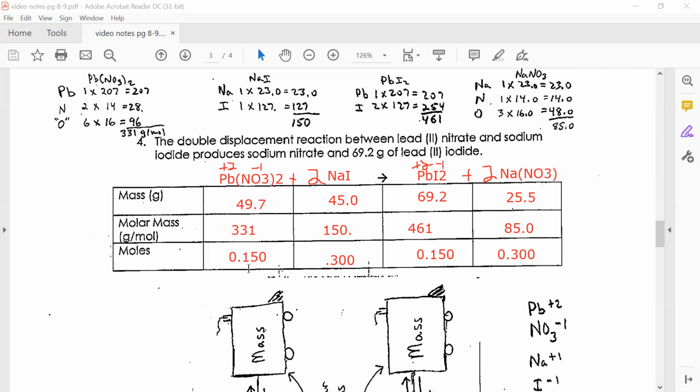This is a pretty long problem because you've got to balance it. You've got to do molar masses. It's really a review of a lot of different things. Oh, we can double check our masses to make sure they're okay. Let's look at this and say 49.7 plus 45. I think that's 94.7. So I'm going to add up my reactants, and I'm just going to do that as a double check down here.